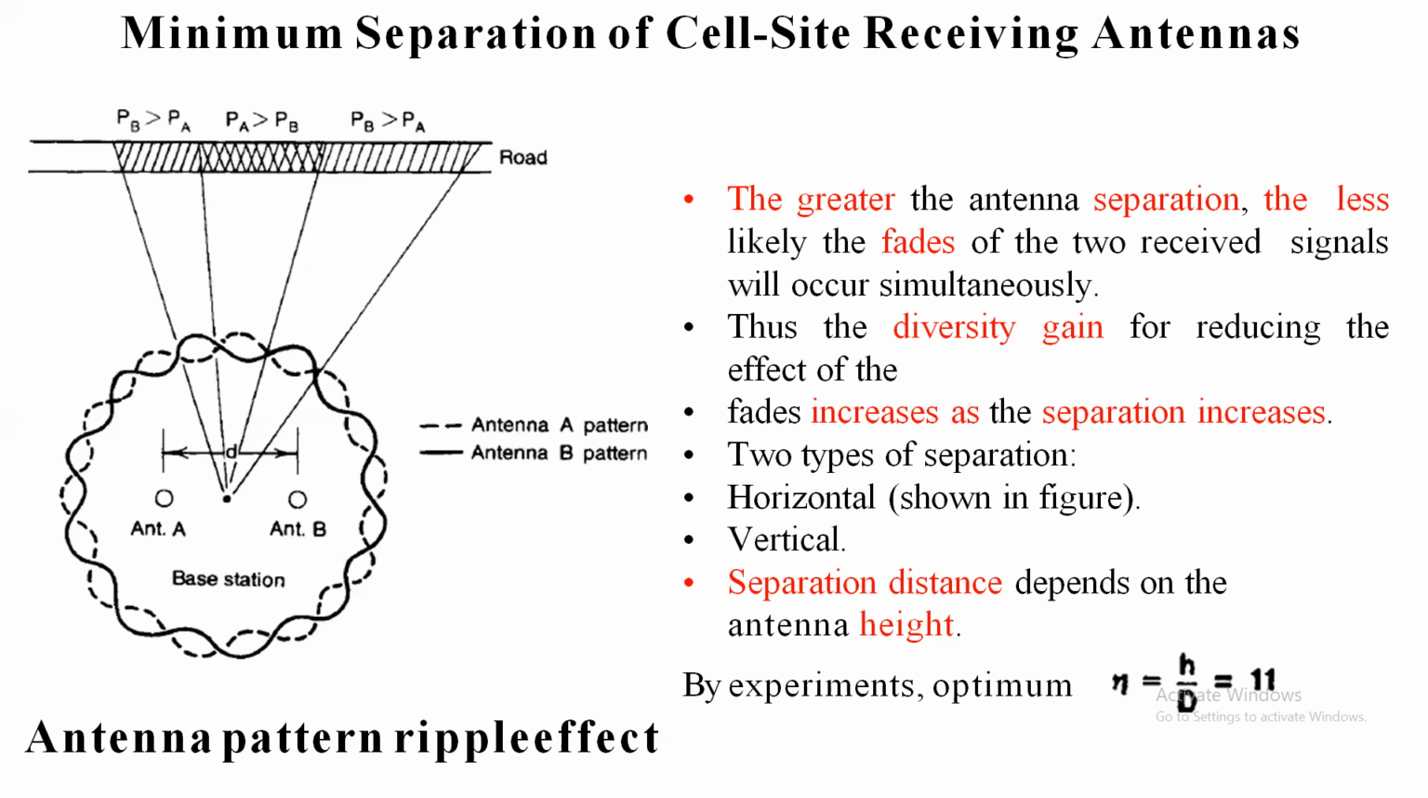Whereas the difference in power reception between two antennas is shown in the figure. The dotted line indicates the antenna A pattern, whereas the thick line indicates the antenna B pattern, right?